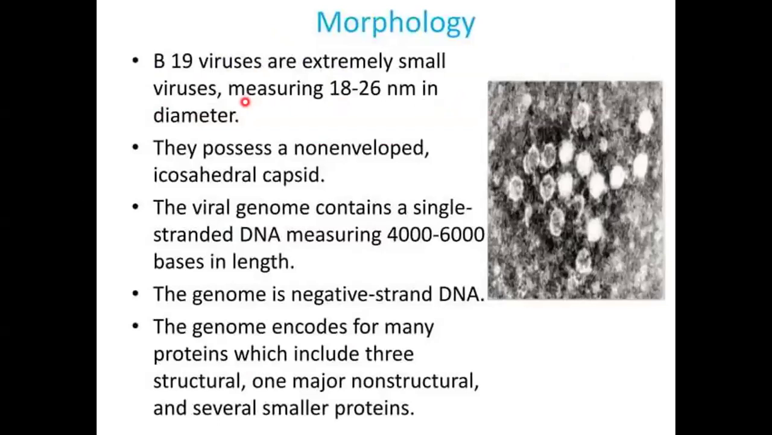Morphology. B19 are extremely small viruses, as we had mentioned. They are the smallest DNA virus, so you have to know that. While we're going to do pox virus, you'll notice pox virus is the largest DNA virus, while parvovirus is the smallest DNA virus, measuring 18 to 26 nanometers in diameter. You can't even see this with microscopy. It's very small. Considering an RBC is around, is it 72,000 or 7,200, I'm not sure, nanometers. So you can imagine how small this virus is. It possesses a non-enveloped, naked, icosahedral capsid.